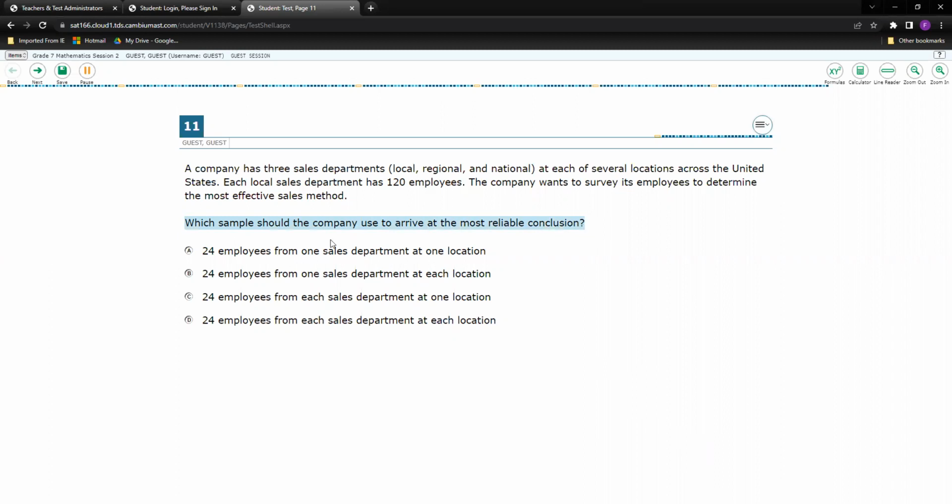Okay, over here, we only have one sales department, and here one sales department. This one has each sales department, but only one location, and this one has ideal: each sales department, all three of them, if you read the question, from each location. So that's obviously the one that's going to be closest to the entire population.